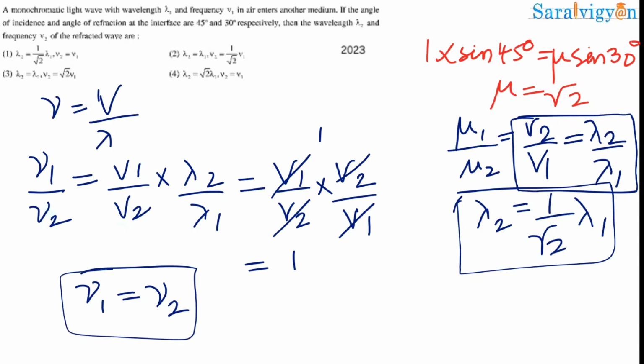So the only option that satisfies both, that is lambda 2 is equal to 1 by root 2 lambda 1 and v2 is equal to v1, is option 1.